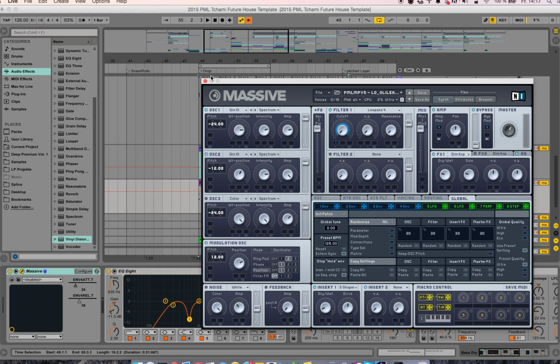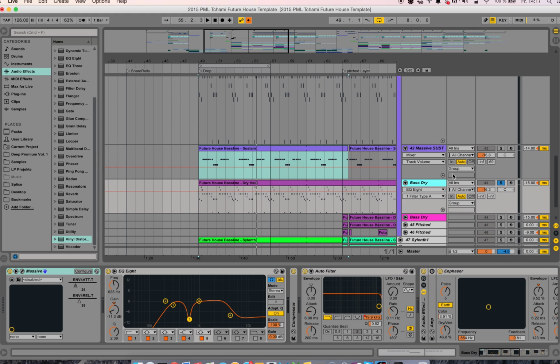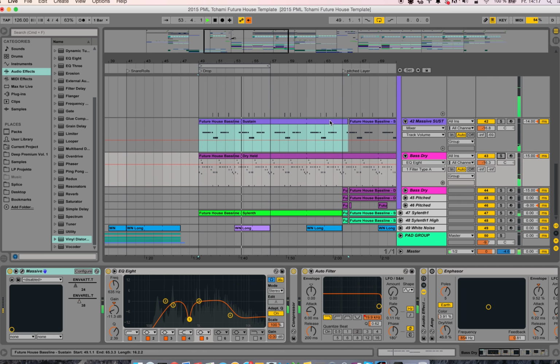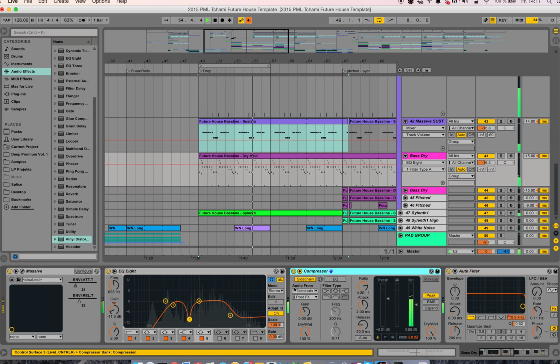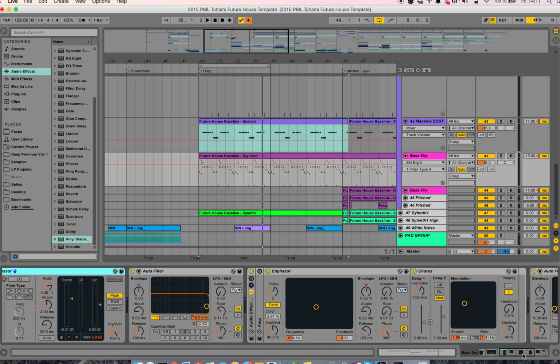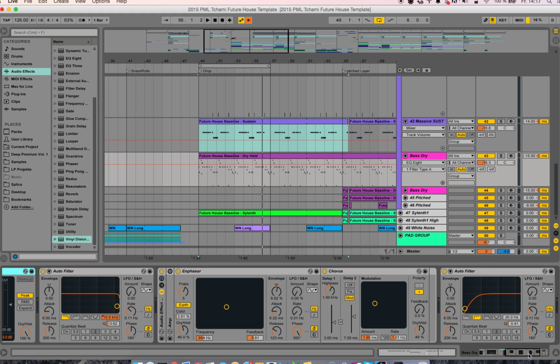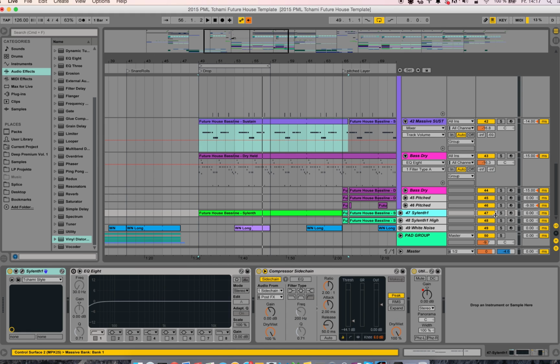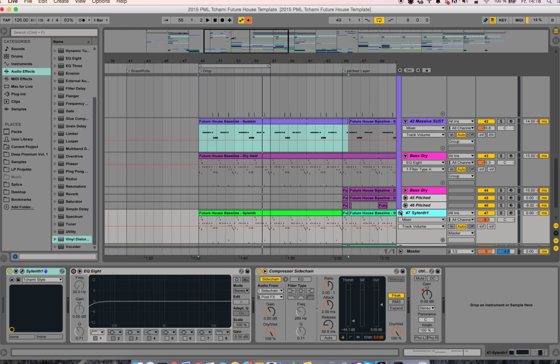And all those presets are part of our Future House preset pack for Massive. Using the phaser again and the chorus again. Well, below over here we also use an instance of Sylenth, and that one also really has a nice sound in here.